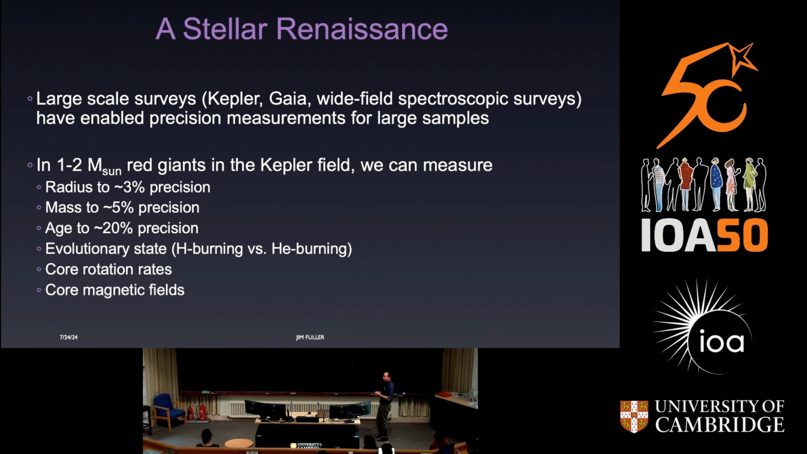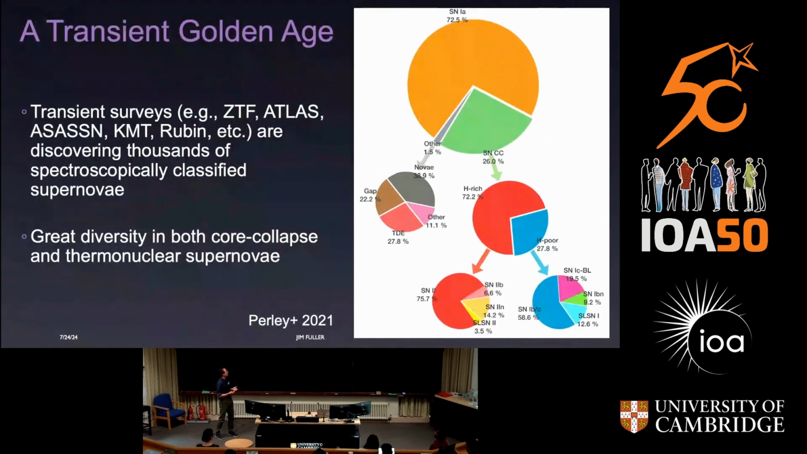We can measure what is happening in their cores, which nuclear burning phase is happening, what their core rotation rate is, and we can even measure magnetic fields inside the cores of these stars, which is 1% the radius of the star. This is something we never dreamed of. So there's been enormous progress. In high mass stars, it's a little more difficult, but still a lot of interesting things have happened.